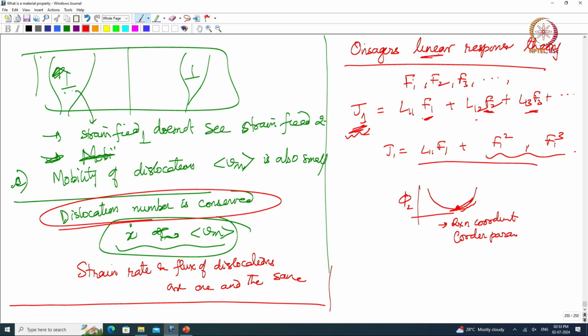I am using a linear response theory, and by using it I am saying that my F1 is a very small perturbation that takes me away from equilibrium. Sorry, forget the restoring force, that is in thermodynamics. Here F1 tells me a small perturbative force that takes me away from equilibrium.